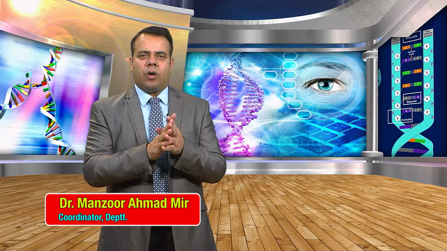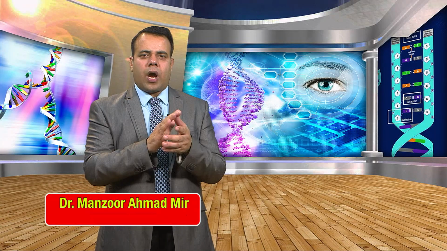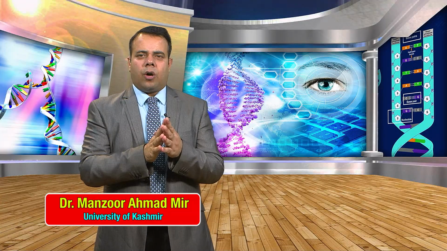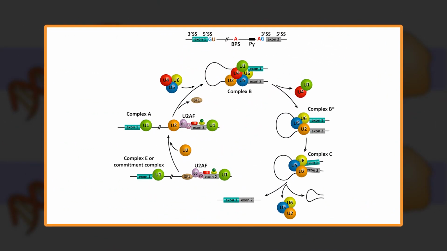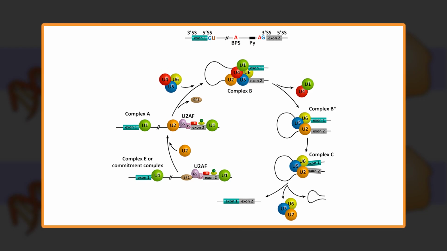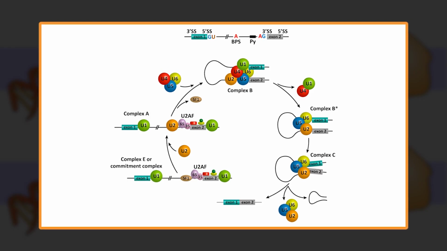This complex is responsible for executing the first catalytic step, through which the phosphodiester bond at the 5' splice site of the intron is attacked by the 2'-hydroxyl of an adenosine of the BPS to form the free 5' exon and a branched intron. The reaction of the 2'-hydroxyl from the branch point adenosine nucleotide is known as a transesterification reaction.